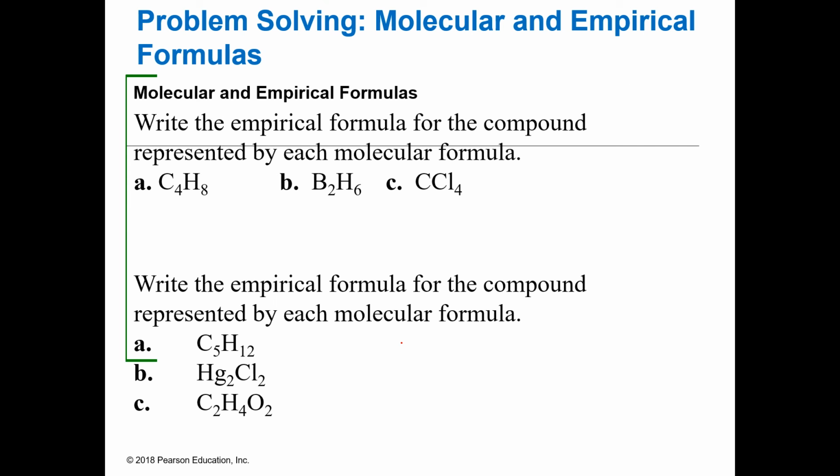Okay, let's do these. Write the empirical formula for each of the following. So we actually did these 3 already, so let's look down here. C5H12. Can I simplify it? The answer is no. So this would actually be the empirical formula as well as the molecular formula. Mercury chloride. Can I simplify this? Yes. So the empirical formula would just be HgCl, because I can simplify this by dividing by 2.